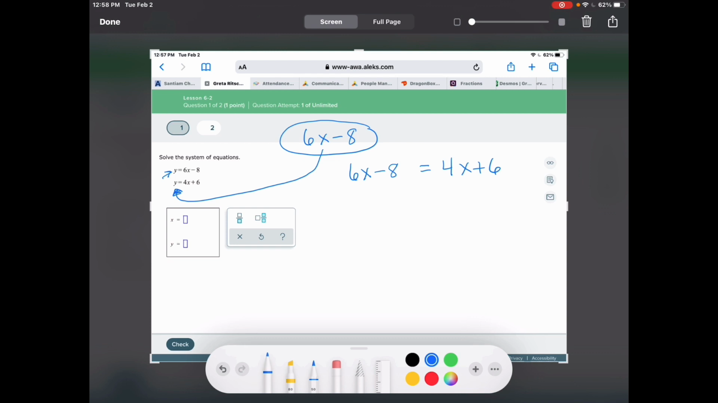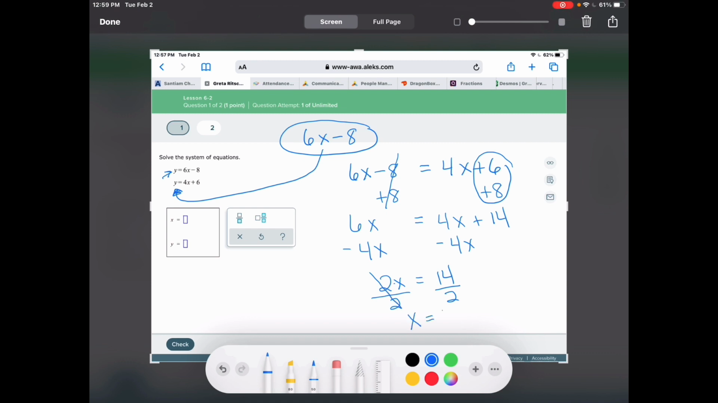I'm going to maybe add 8 to both sides. Get my numbers together. Notice that cancels out. I can put these numbers together by adding them. And then I want to get my x's together on one side of the equation. So I'm going to subtract 4x. 6x minus 4x is 2x. And now I want to get x by itself. So since this is multiplication, I will divide by 2. That will cause that to cancel. And I will have x equals 14 divided by 2, which is 7.